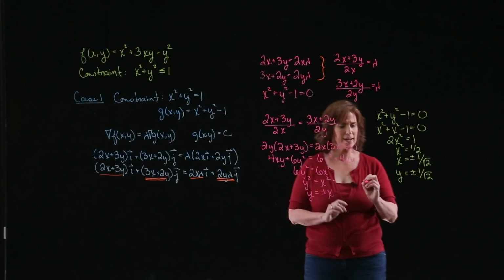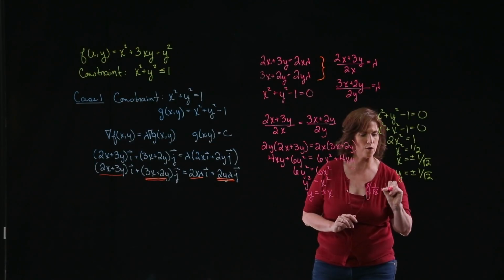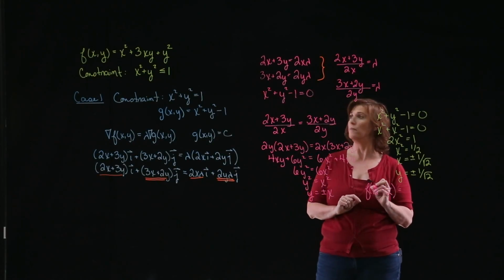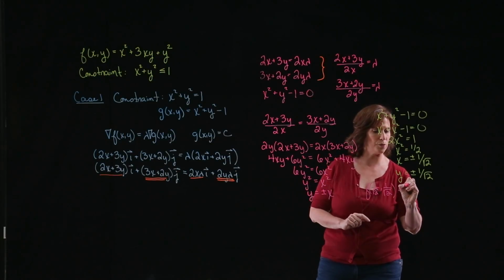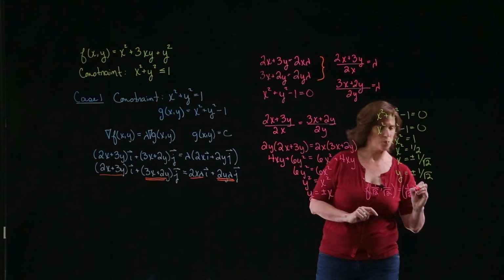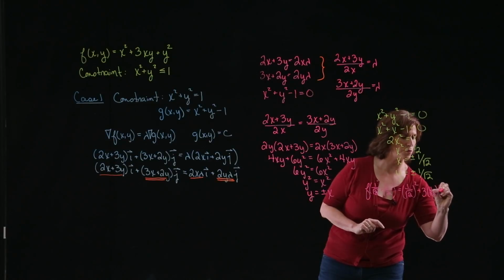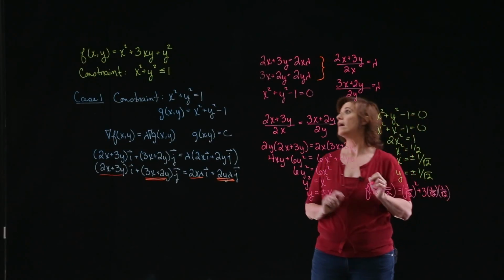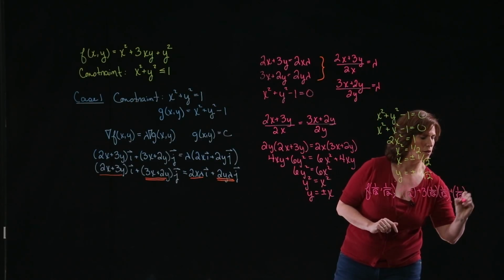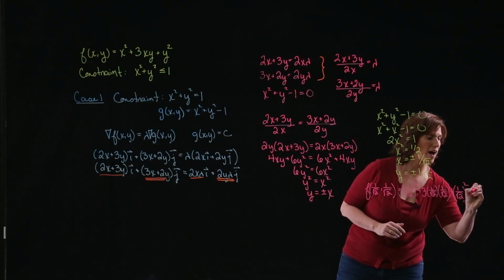So if I take f(1/√2, 1/√2), where they're both positive, and I plug that into my original problem, I'm going to have (1/√2)² + 3 times (1/√2) times (1/√2) + (1/√2)². And if I do the calculation, this turns out to be 5/2.